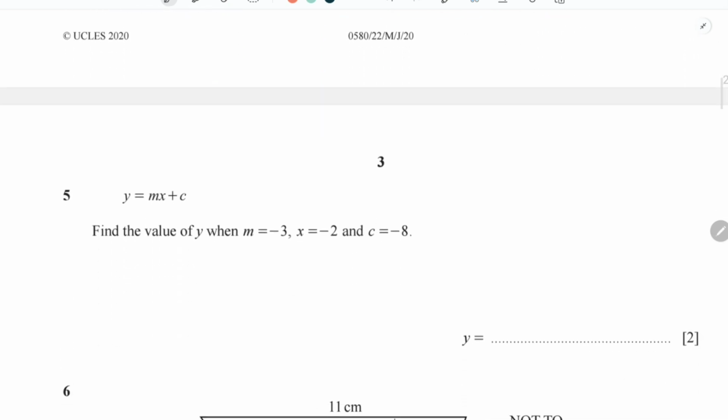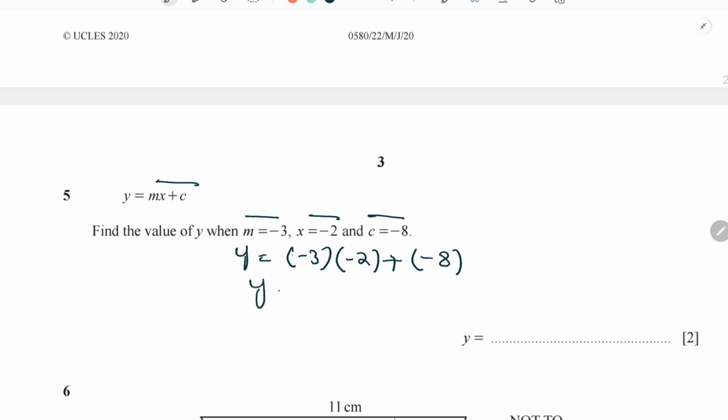Now we have question number 5. y equals mx plus c. Find the value of y when m equals -3, x is -2 and c equals -8, right? So now we just simply substitute the values into the equation. So y equals, instead of m we write -3, instead of x we write -2, then add c, that means -8. Now -3 times -2 becomes 6, and we have -8, so we get -2, right? So the answer is -2.